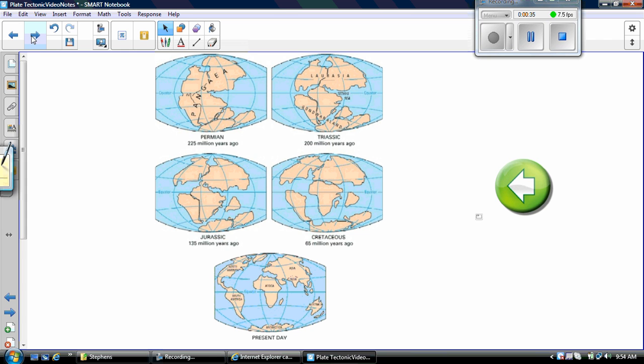This is also a picture that shows you how the continents have moved over time. So they start 225 million years ago with Pangea, when the continents were together. They started to separate in the Triassic, Jurassic, Cretaceous, and then we have present day. So you can see it takes a really long time for our continents to move. They only move about 1 to 2 centimeters a year. So that's why it takes millions of years for there to be any noticeable difference in our continent movement.